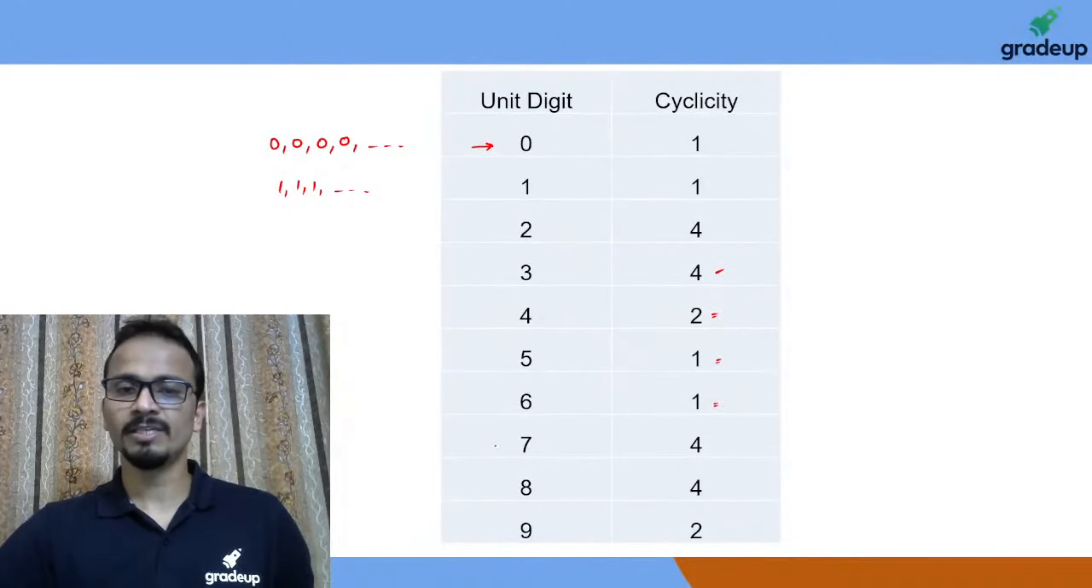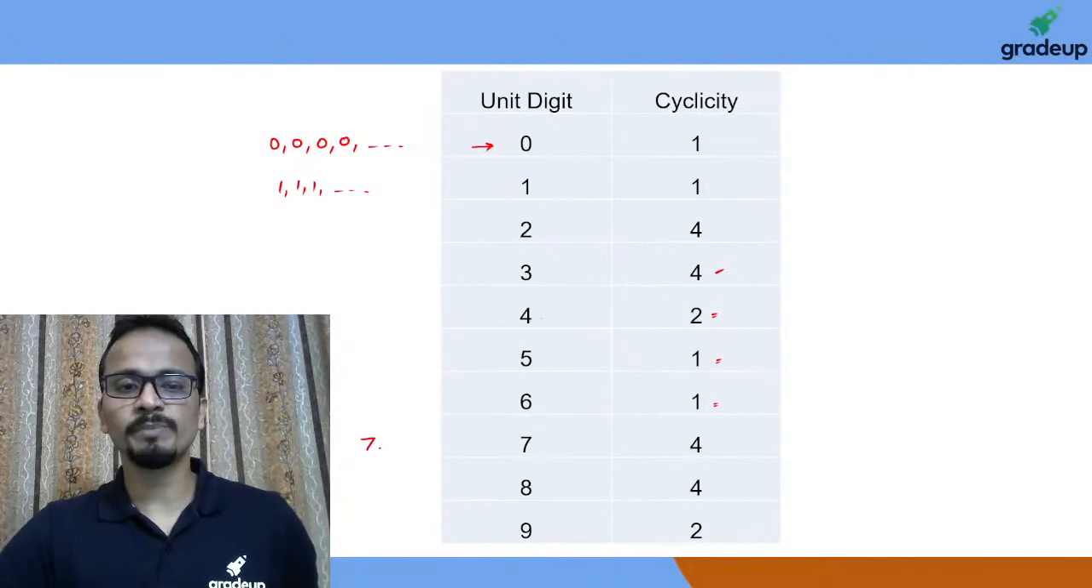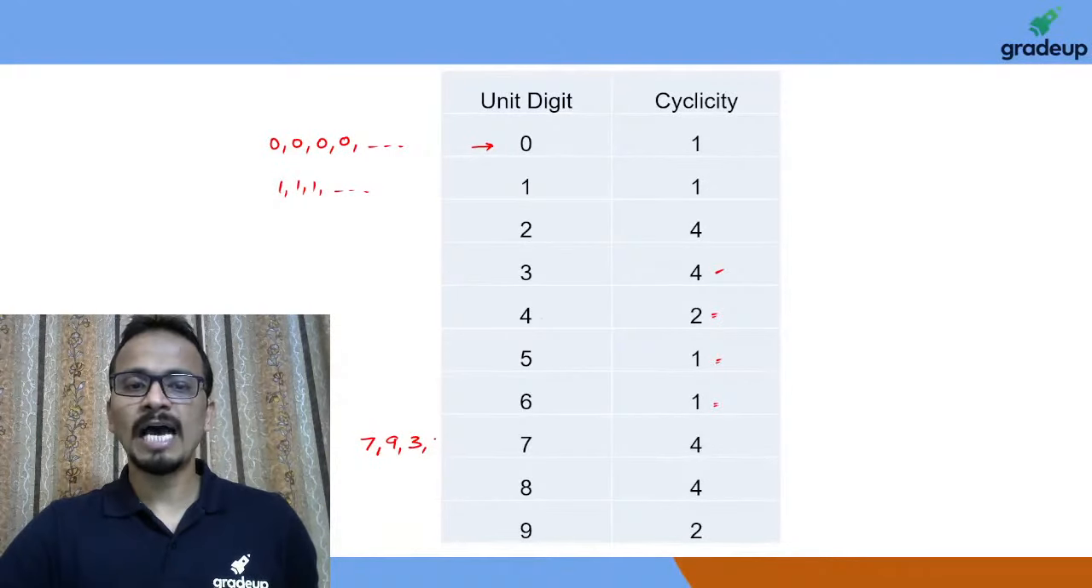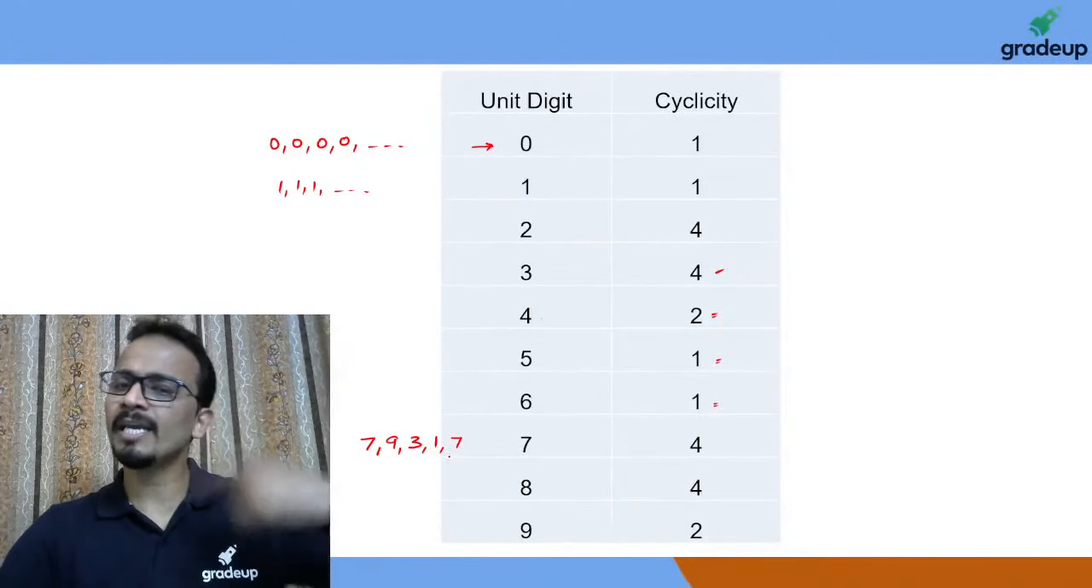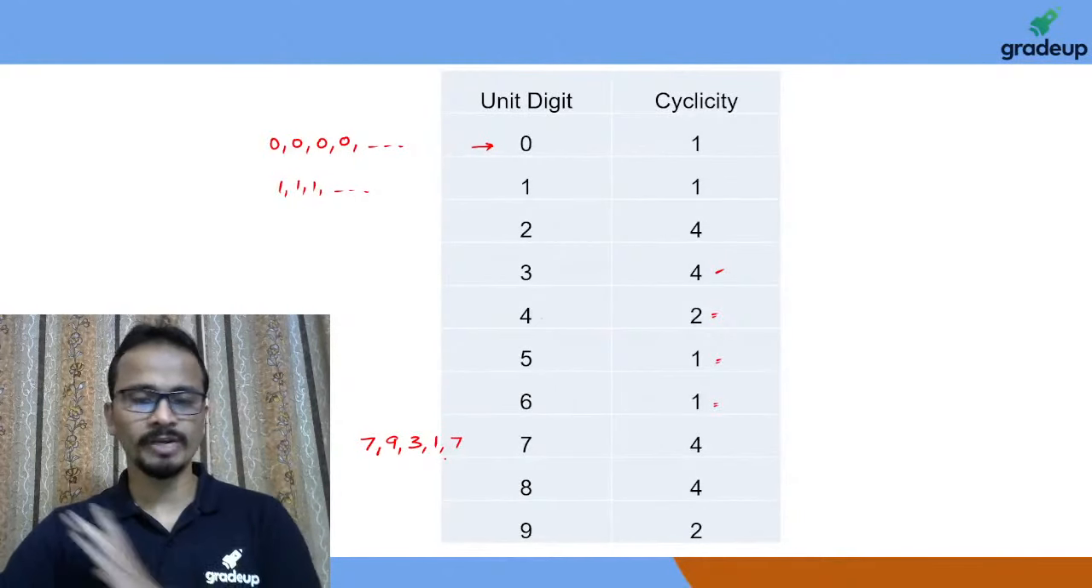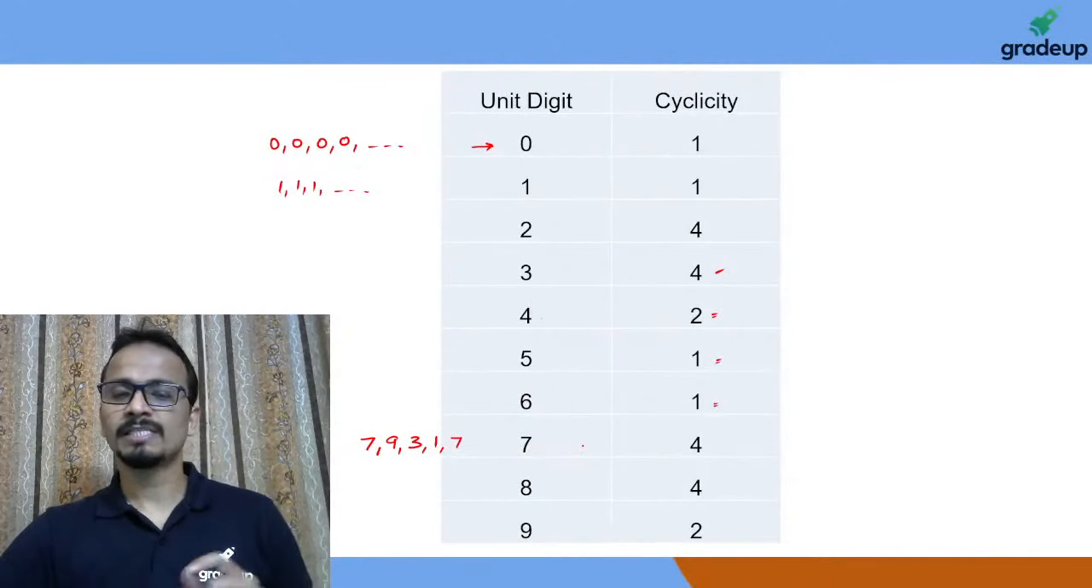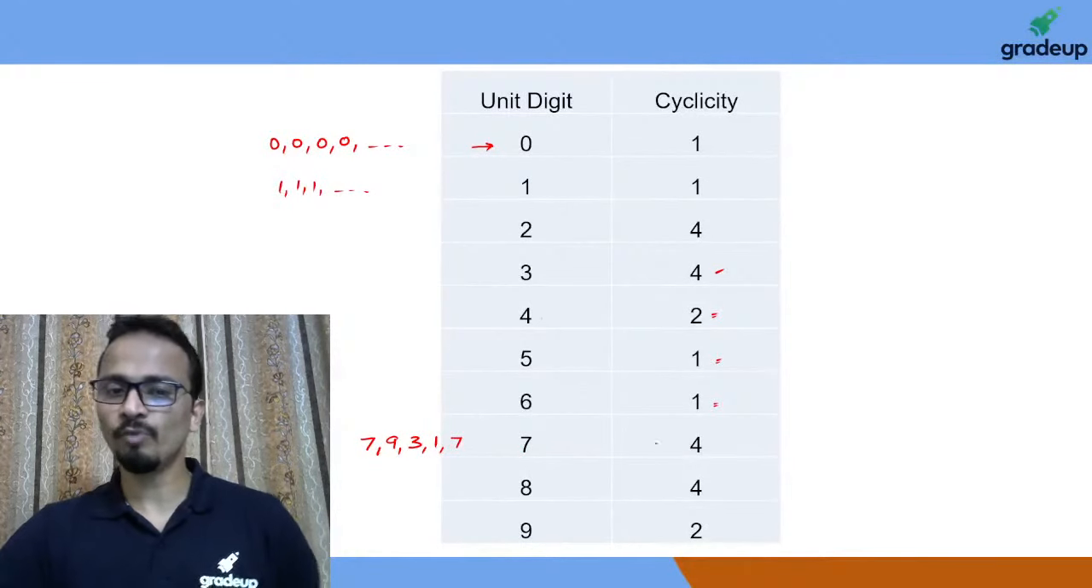For 7, if I write all the unit digits: 7 raised to the power 1, 7 square, 7 cube, and 7 raised to the power 4. So 7, 9, 3, 1, after which it will start repeating, and again 7 will appear. So for 7, the cyclicity for unit digit will be 4.